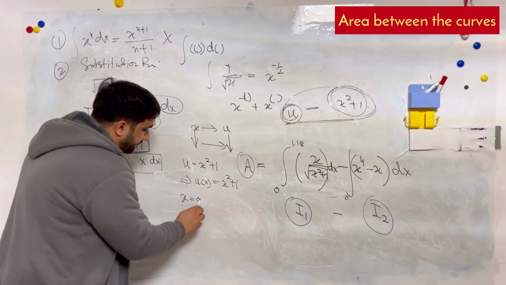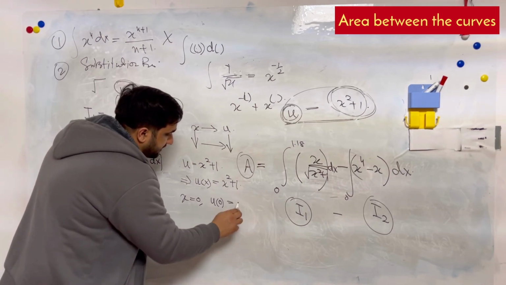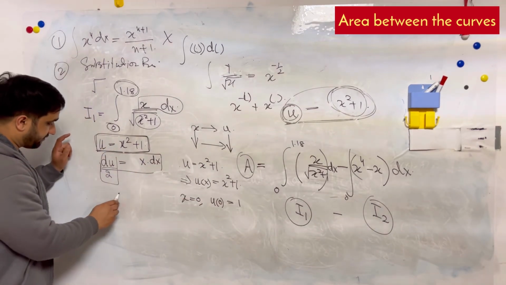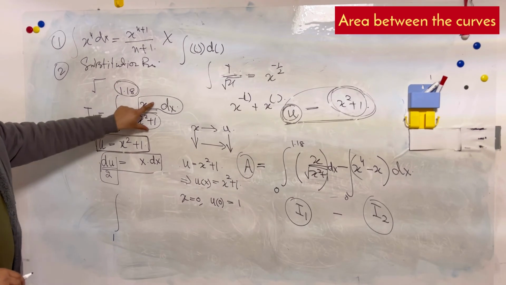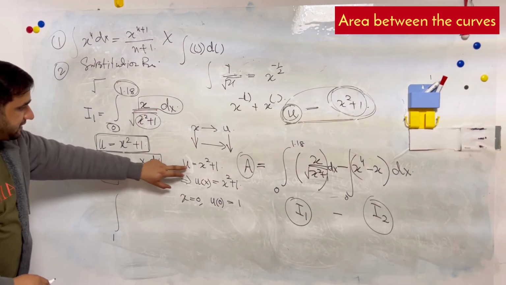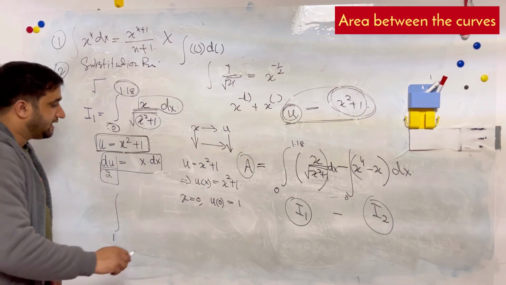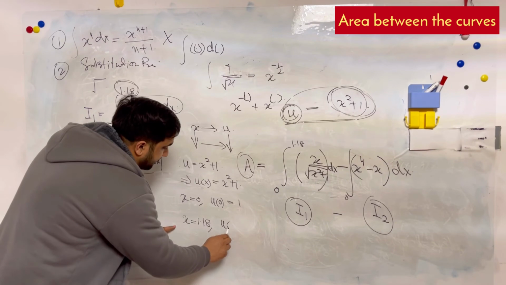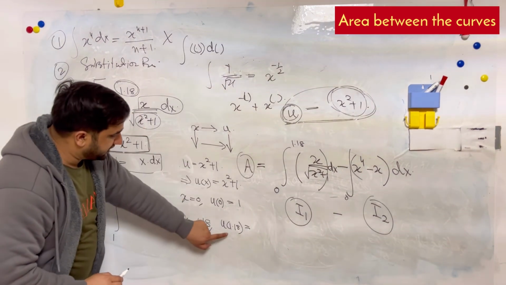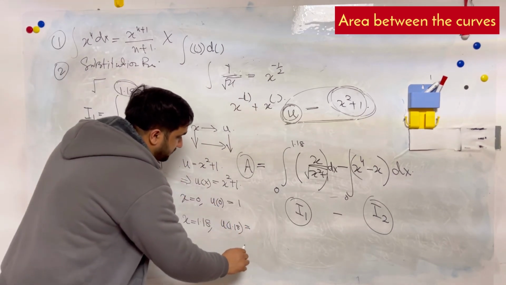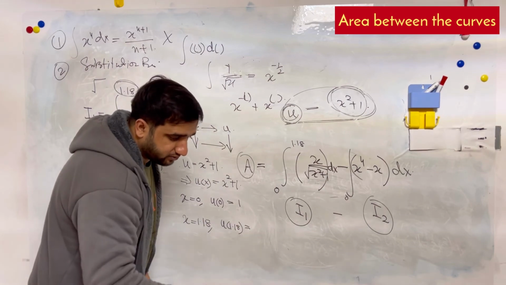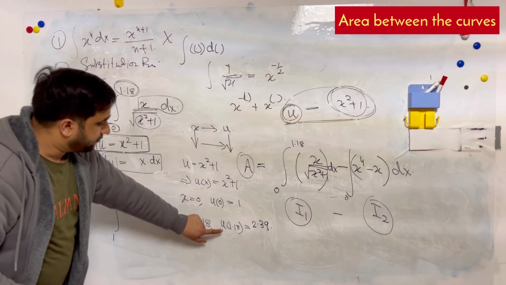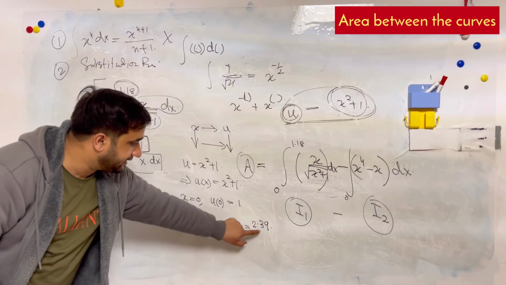Now when x is equal to 0, the value of u at 0 will be 0 plus 1, which is 1. It means when x is 0, the corresponding value of u is 1. So this limit will change from 0 to 1, because this 1 was for x, and when I remove x and replace it with u, this number will also change. The upper limit is 1.18. When x is 1.18, the corresponding value of u comes from putting this value into this equation: the square of this plus 1, which you can calculate, will be 2.39.